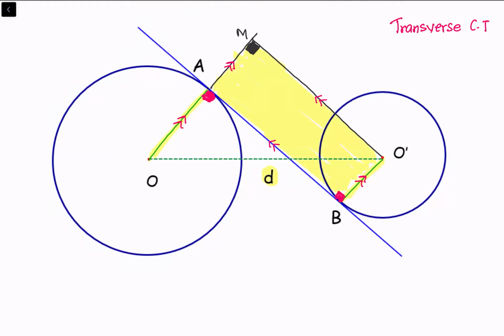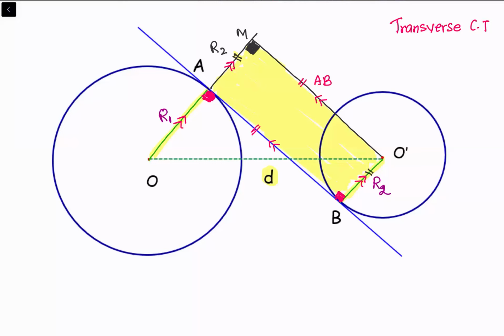So this radius is given as R1, and this we take as R2. Now opposite sides of a rectangle are equal, so this is equal to this side, so this becomes R2. And opposite sides again are equal, this is equal to this, so O dash M is nothing but the length AB.